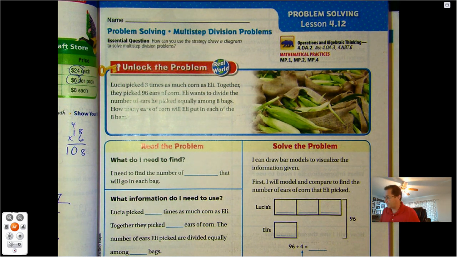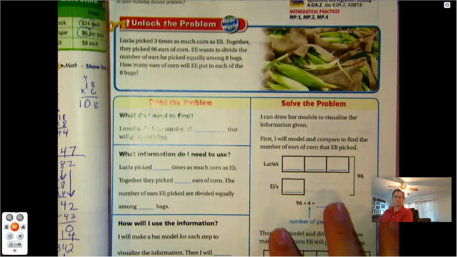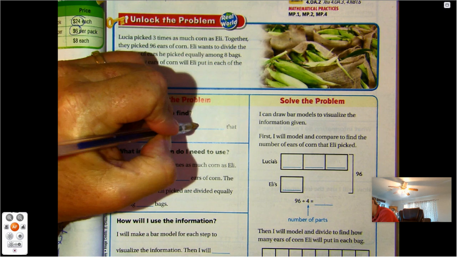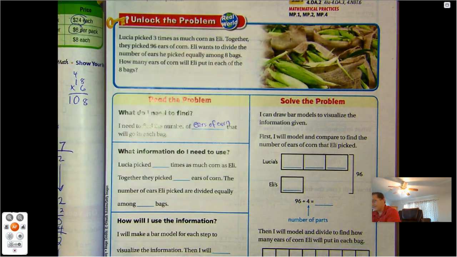Lucia picked three times as much corn as Eli. Together, they picked 96 ears of corn. Eli wants to divide the number of ears he picked equally among eight bags. How many ears of corn will Eli put in each of the eight bags? Okay, so what do I need to find? I need to find the number of ears of corn that will go into each bag.